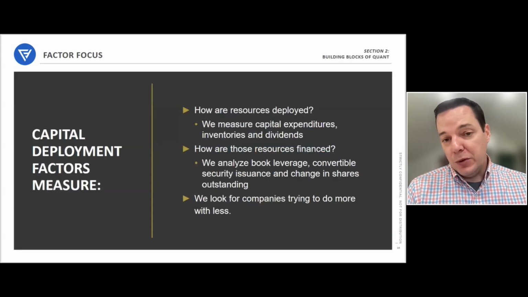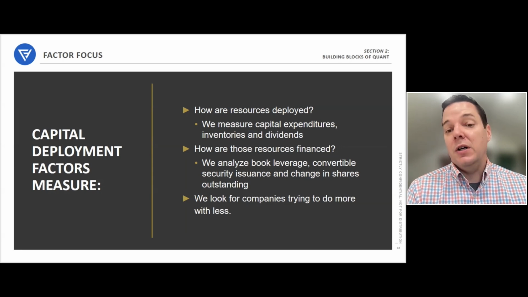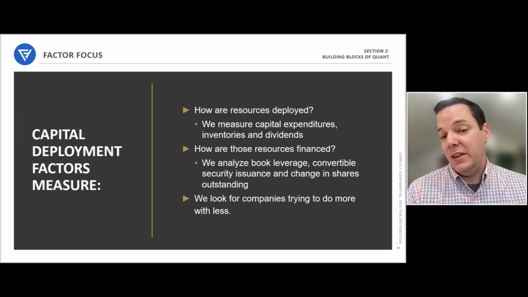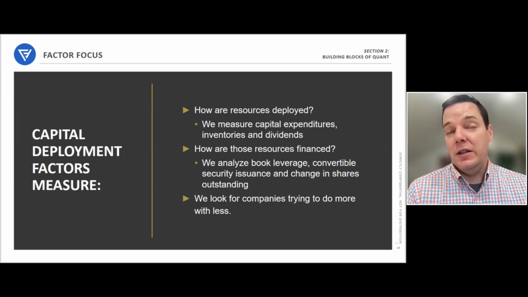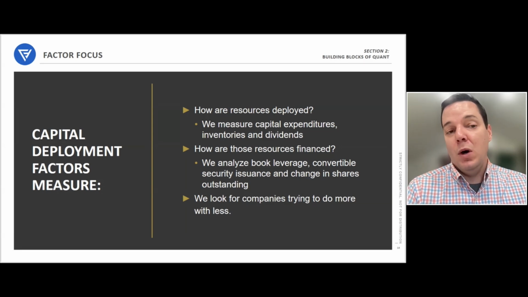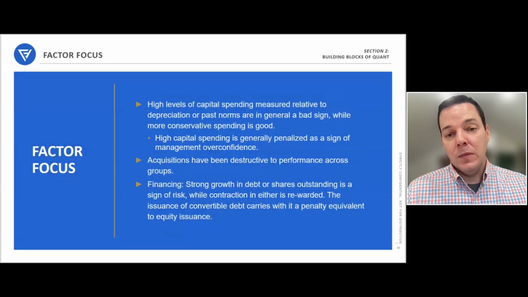So looking at how those resources are deployed, we talked about capital expenditures, we talked about inventories, we talked about the return of capital to shareholders. We've also looked at different things when it comes to capital deployment in the past, like book leverage, the issuance of convertible securities, and the change in shares outstanding. So we're looking for a company that's efficient in its allocation of capital, and trying to identify that in a systematic way.